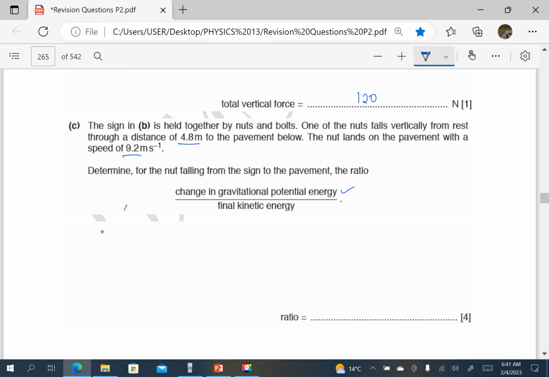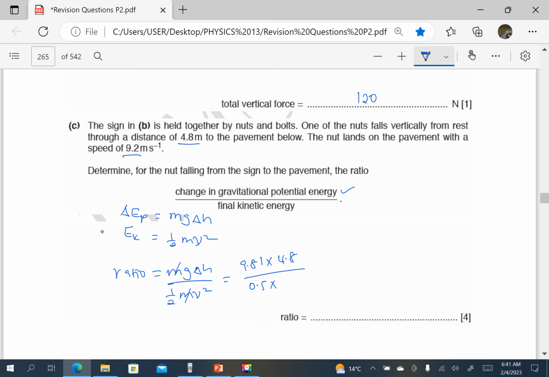So first of all, we know that the change in potential energy is equal to mg times the change in the value of h. And we also know that kinetic energy is equal to a half mv squared. So we can find the ratio. We are going to divide mgh by a half mv squared. So m has cancelled, so we remain with 9.81 times h, which is 4.8, divided by a half, which is 0.5, times v, which is 9.2 squared.